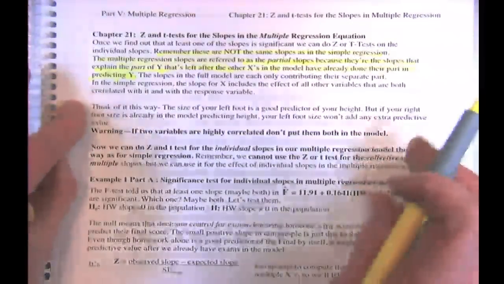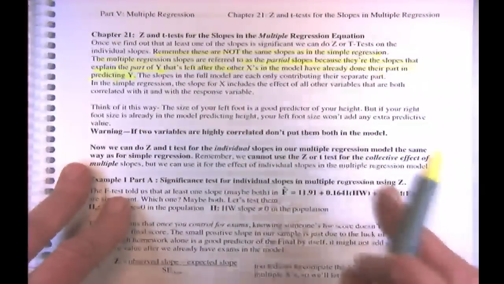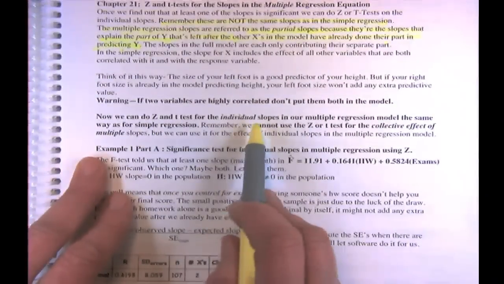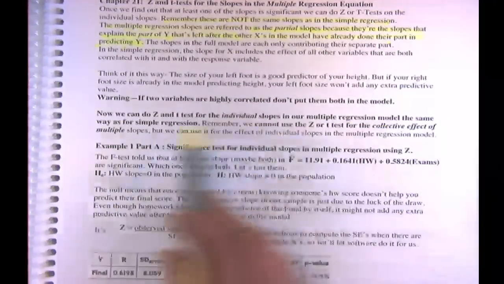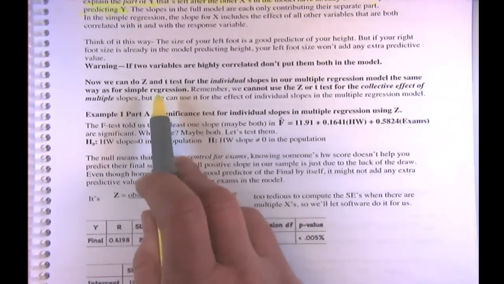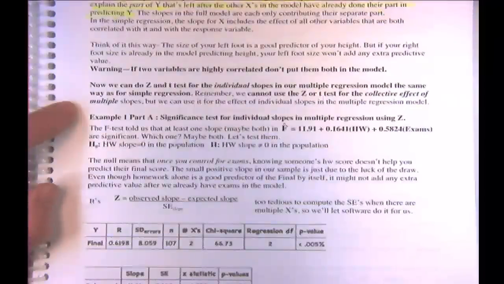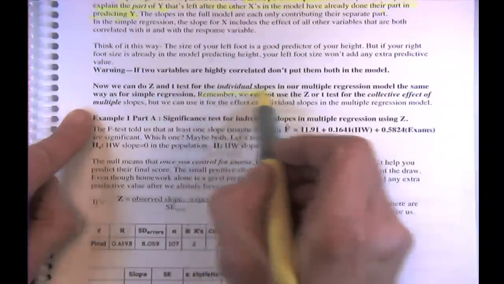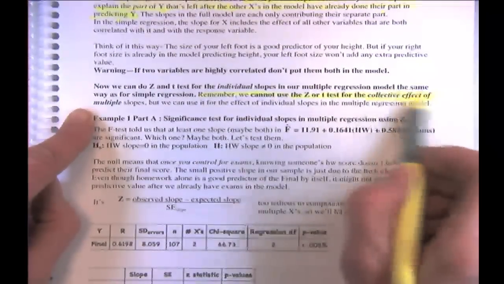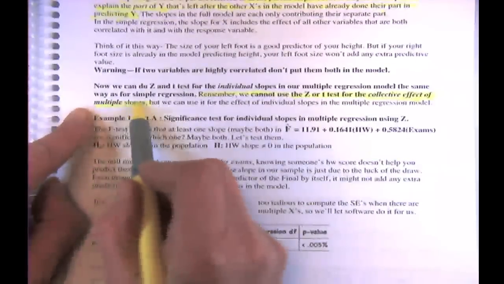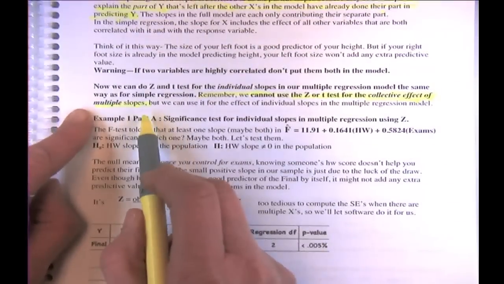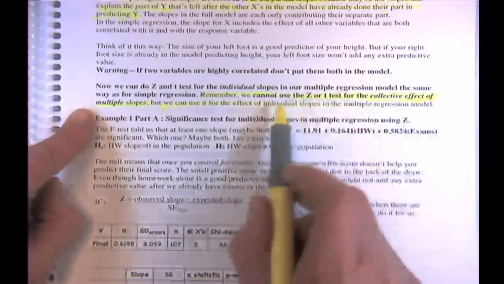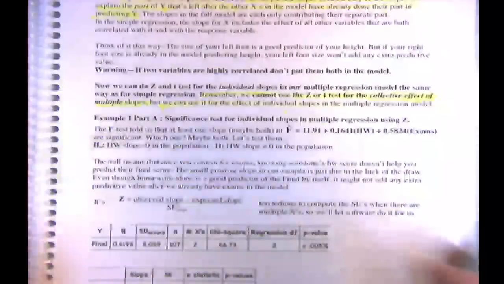So now we're going to do these z and t tests for the individual slopes in our multiple regression model, the same exact way as we did for the simple regression. The only difference is we're going to adjust the degrees of freedom. And I want to remind you that you can't use the t test when you test the collective effect of all of the multiple slopes. For the overall test, you use the F or the chi-square. But we can use the t test for the individual slopes in the model.